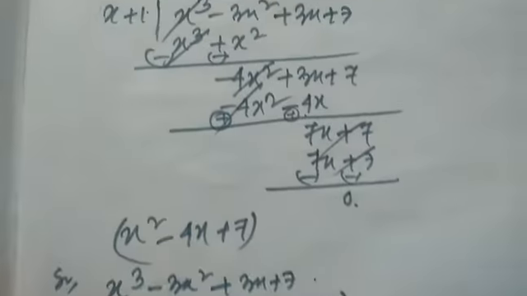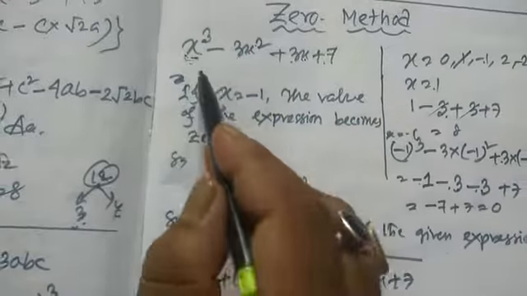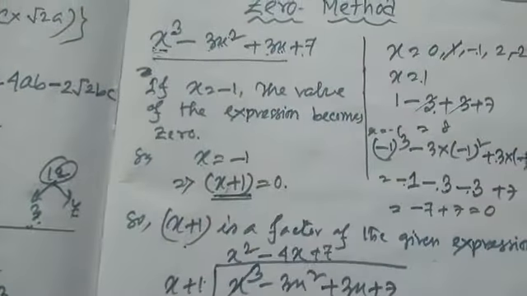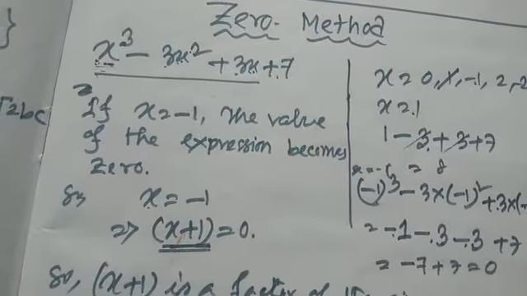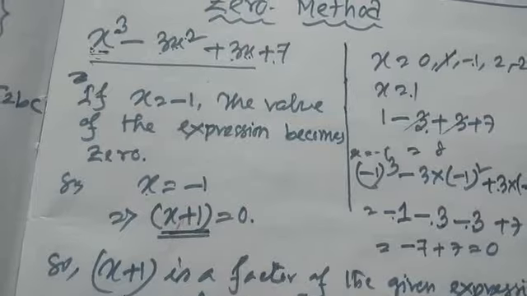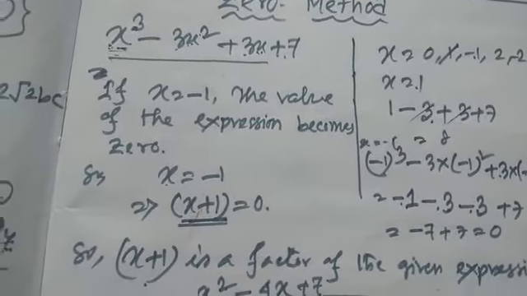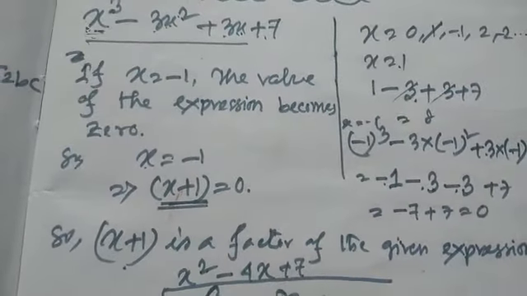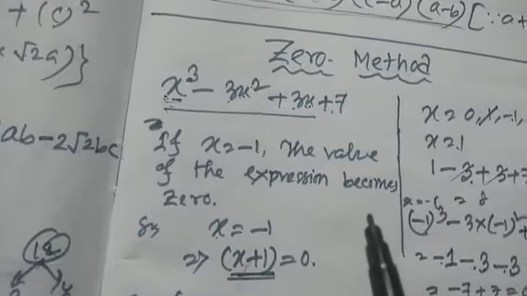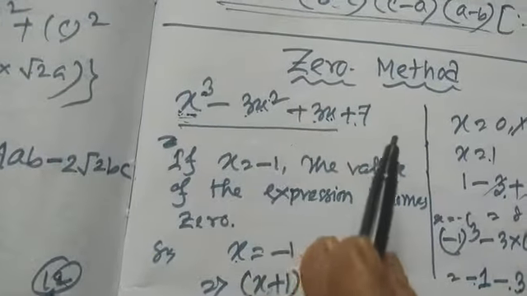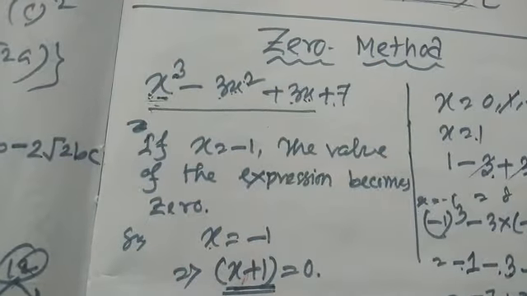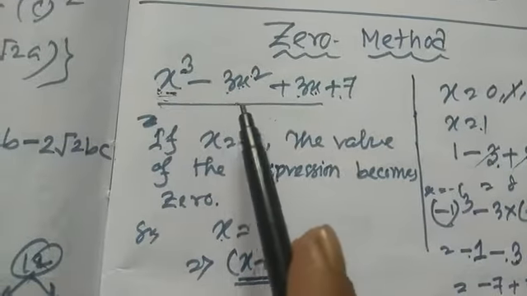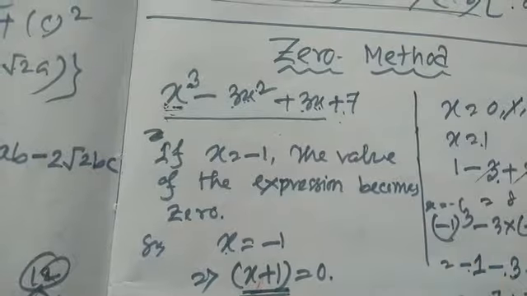I am discussing the whole process shortly again. So you have been given an expression x cube minus 3x square plus 3x plus 7. What is the zero method? If it is not falling under any discussed process, that is, either we cannot take common, it is not falling under any formula, middle term also cannot be done, then we will go for the zero method. What is the zero method? You have to choose a value of x so that the value of the whole expression becomes 0.